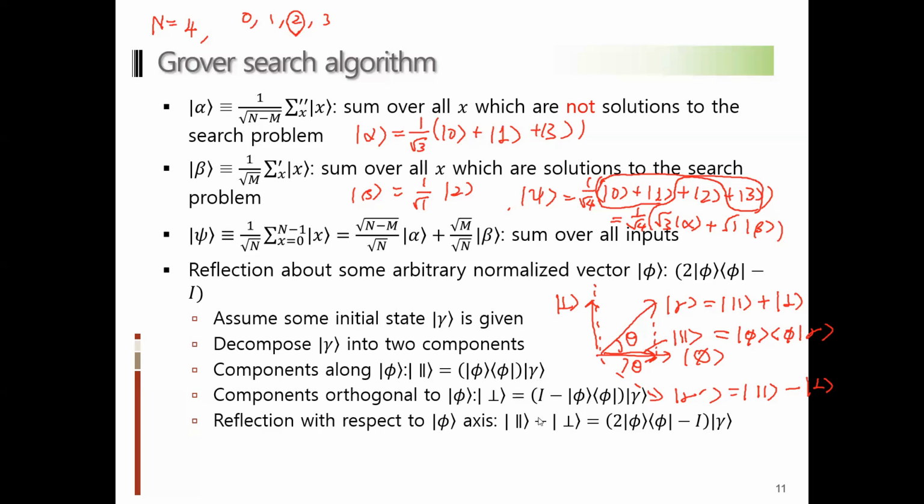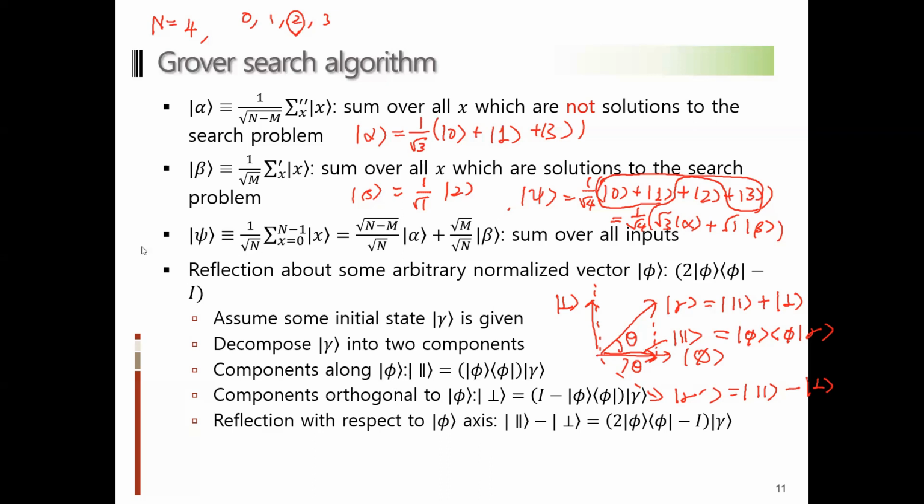So if I just plug these things together, then it should be 2 times phi, or 2 times the projection operator minus the identity operator, and the entire part is multiplied on this gamma vector. So here I just generalize the idea. Whenever we are given some phi and gamma, we should always be able to find out the reflection.